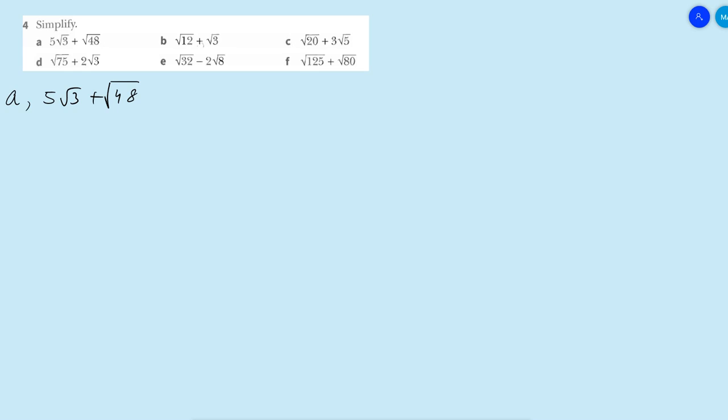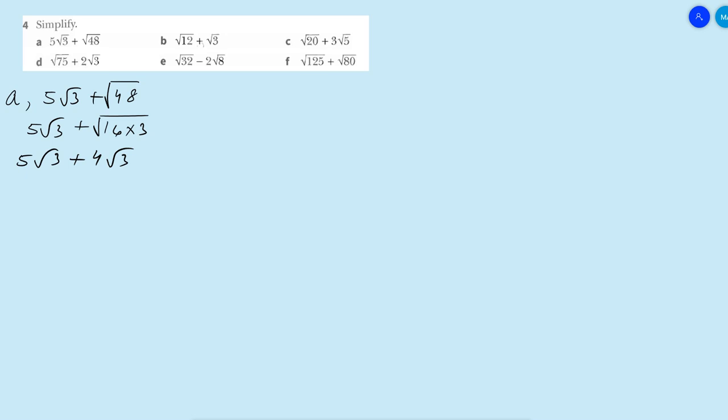Students, we can add or subtract surds if and only if the inner value of the root is the same. This is 5 root 3. We cannot say that root 3 and root 48 add to 8. It will be wrong. First, we have to simplify root 48: 16 into 3. So 5 root 3, square root of 16 is 4, 4 root 3. This time, both have the same root, that is root 3.